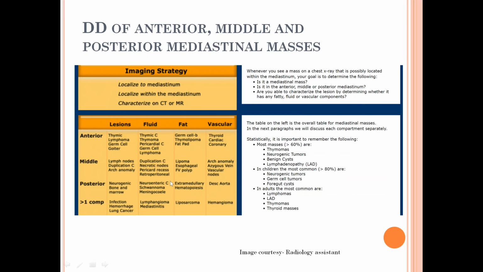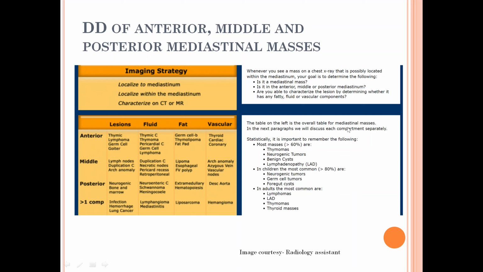This chart has been given in the Radiology Assistant article, where they have categorized the masses into anterior, middle and posterior mediastinum, and if there is more than one compartment involvement, and depending upon the lesion signal or density, multiple differentials can be kept. Like if it is a fluid density and it is in the anterior mediastinum, then we can keep the differential of thymic carcinoma, thymoma, pericardial cyst, germ cell tumor and lymphoma. Similarly, if the lesion is in the middle mediastinum and it is a fluid density, then we can keep the diagnosis of duplication cyst, necrotic nodes, pericardial recess and retroperitoneal mass.